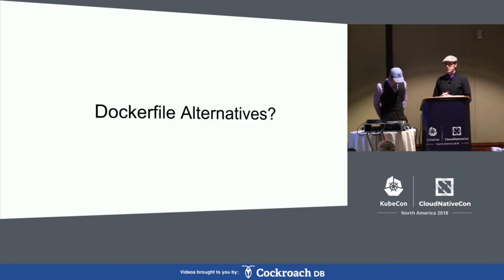So given these deficiencies, what are the alternatives? We're starting to see a few things come about. There's Jib, which is a Java-specific tool. It integrates with Maven for producing Docker images from your Maven build. There's FTL, faster than light, from Google. And of course, there's Buildpacks, which we're going to talk about.